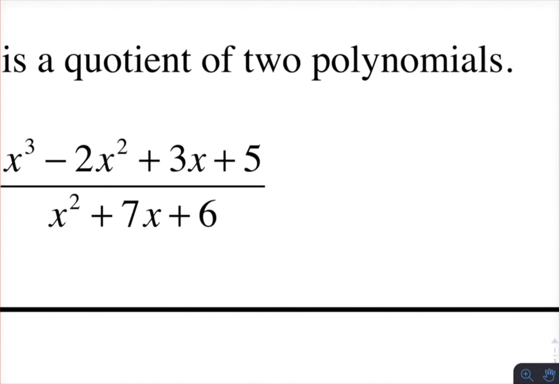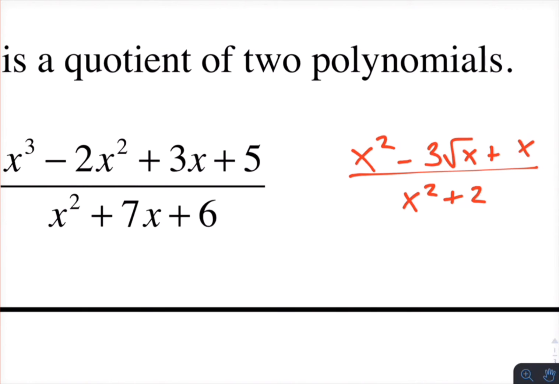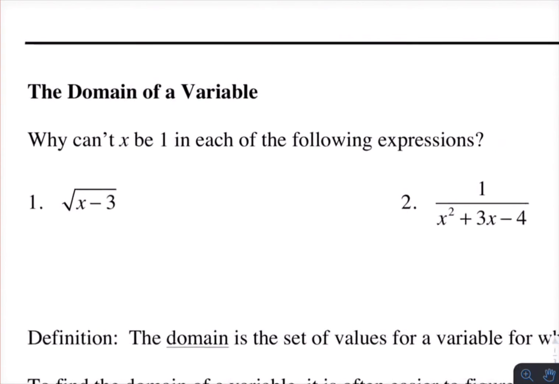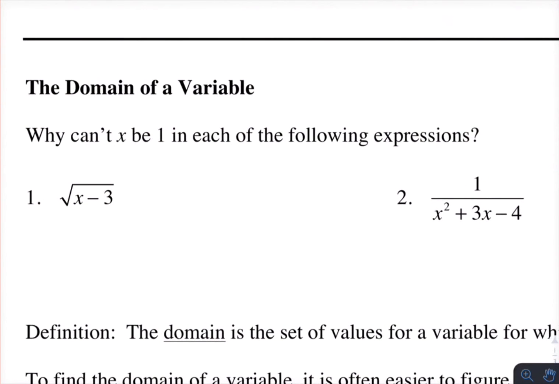Something that might look like a rational expression but technically is not would be something like this, where because of the root x, the numerator is not a polynomial. So this would not be a rational expression. So looking at these two, think about why the value for x cannot be 1. So I want you to pause for a second and answer those, and then resume the video.